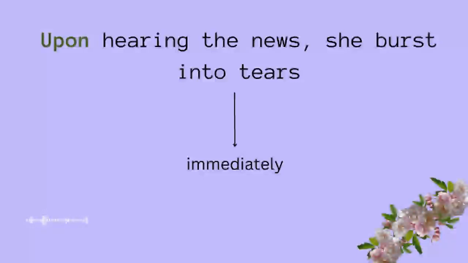So here we have, upon hearing the news, she burst into tears. Upon hearing the news, meaning that once she heard the news, she couldn't control her tears. She started crying. So in this case we are speaking about an immediate action that happened after hearing the news. So yeah, this is how you can use "on" and "upon" in sentences.